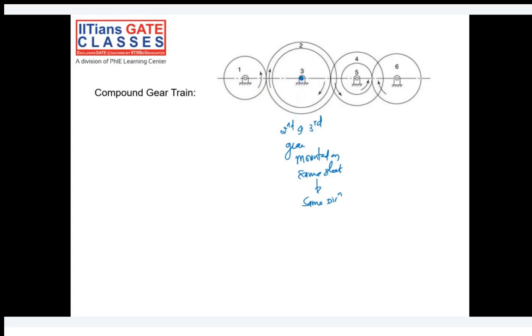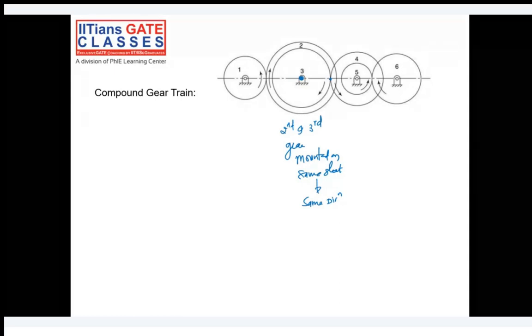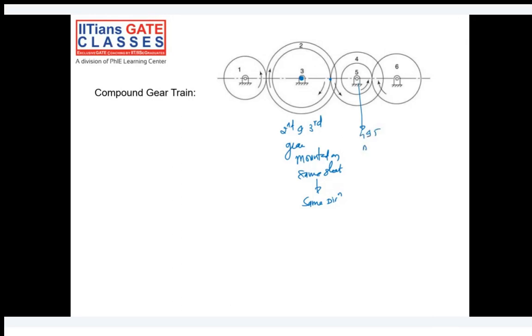So now the next gear 4 is connected to gear number 3. Gear number 3 we are connecting to it, and gears 4 and 5 are mounted on the same shaft, and ultimately they will rotate in the same direction. Okay, and then gear 5 is connected to gear 6.